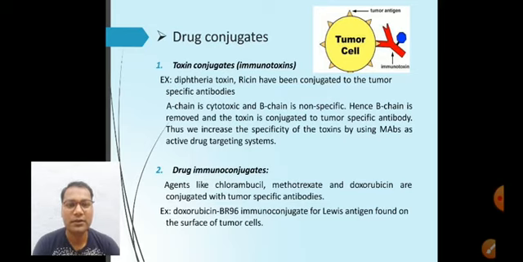Another example is drug immunoconjugates. Agents like chlorambucil, an anti-cancer drug, methotrexate, also an anti-cancer drug, and doxorubicin. These are all anti-cancer drugs. These are conjugated with tumor-specific antibodies. For example, doxorubicin BR96 immunoconjugate for Lewis antigen found on the surface of tumor cells.